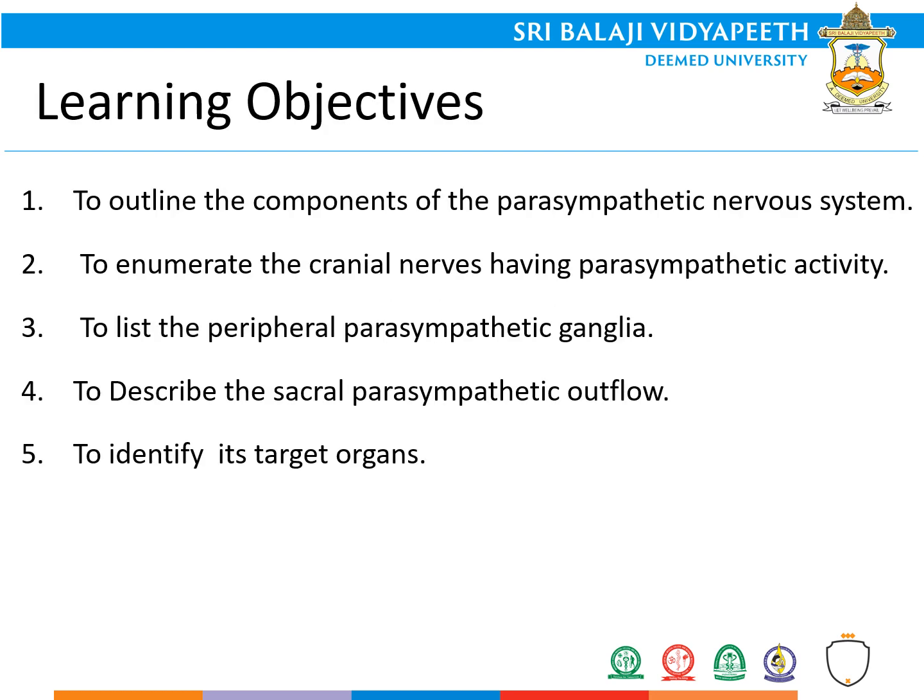The specific learning objectives of the session are to outline the components of the parasympathetic nervous system, to enumerate the craniosacral, the cranial nerves having parasympathetic activity, to list the peripheral parasympathetic ganglia, to describe the sacral parasympathetic outflow, and to identify its target organs.